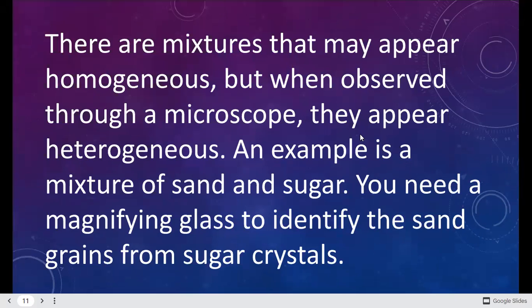There are mixtures that may appear homogeneous, but when observed through a microscope, they appear heterogeneous because the components are microscopic. An example is a mixture of sand and sugar. Sometimes you cannot observe it with your naked eye. When you crush tiny bits of sugar and mix it with sand, you cannot actually identify that there are some sugars there, unless you're using a microscope or a magnifying glass to identify the sugar crystals and sand grains.